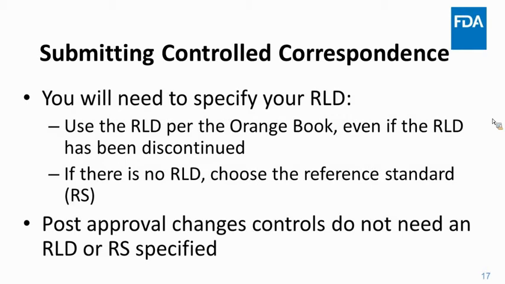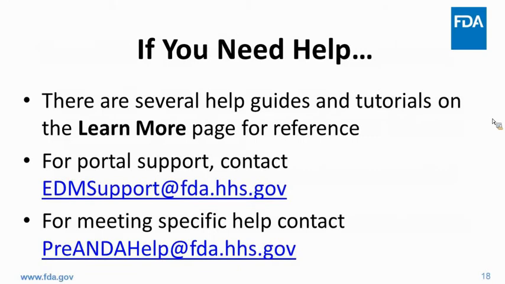Here again, you'll need to specify your RLD. Use the RLD per the Orange Book, even if the RLD has been discontinued. That's still your RLD, as we talked about in the talk before. In this case, for control correspondence, as opposed to pre-ANDA meetings, if there's no RLD, you can choose the reference standard instead. And post-approval change controls do not need an RLD or an RS because they typically can span multiple.